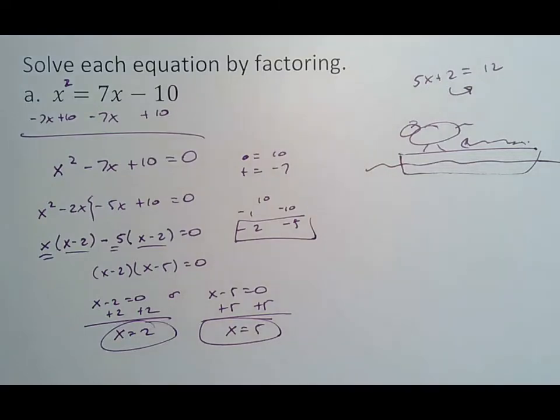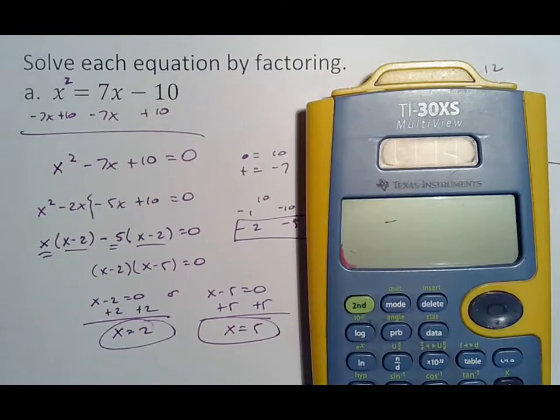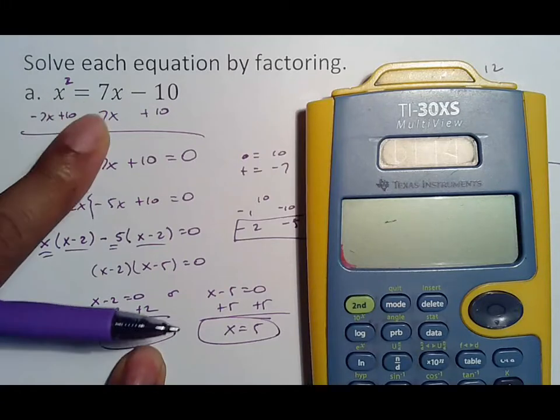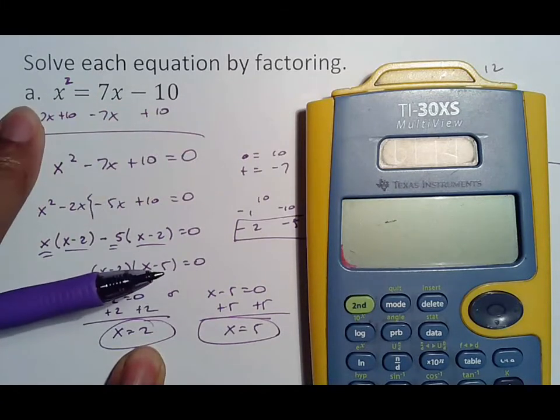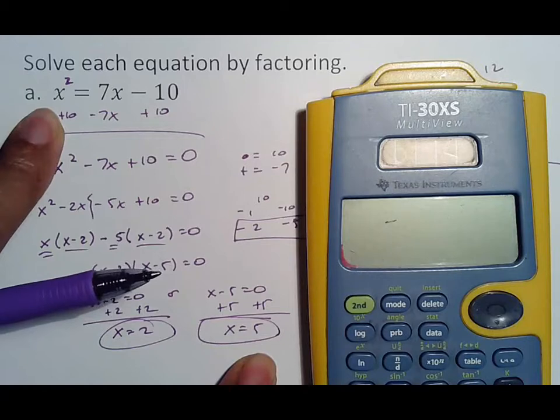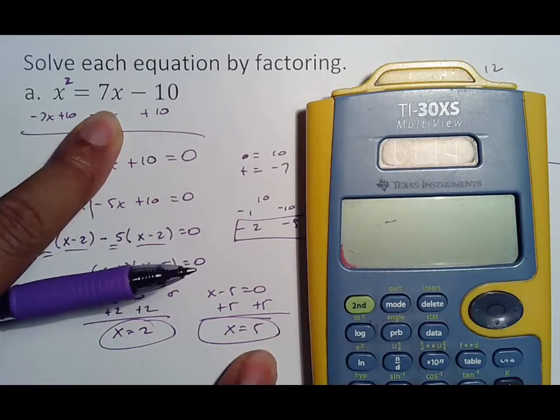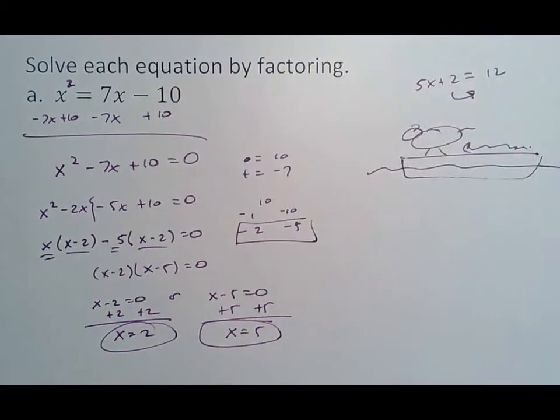So looking at that, 2 squared is 4. 7 times 2 is 14 minus 10, which is 4. 5 squared is 25. 7 times 5 is 35. Minus 10 is your 25. So again, there's your proof. It worked.